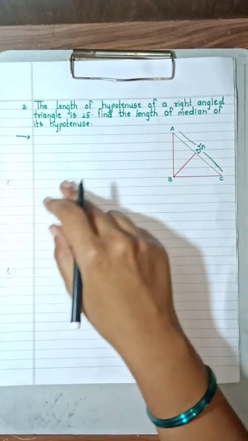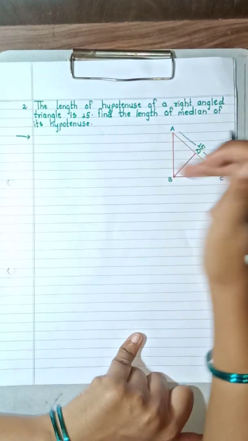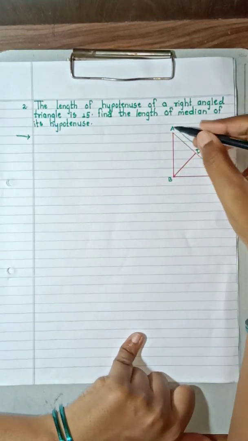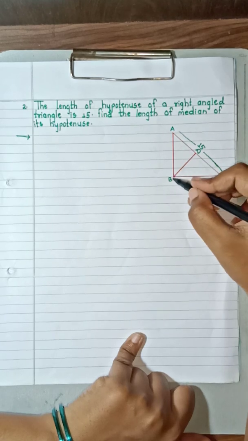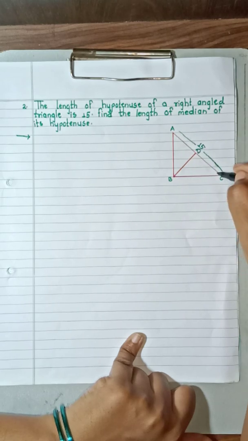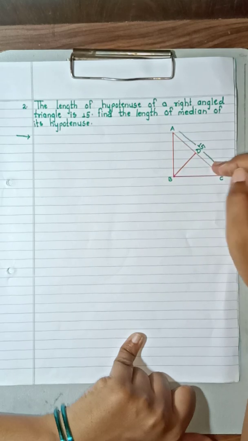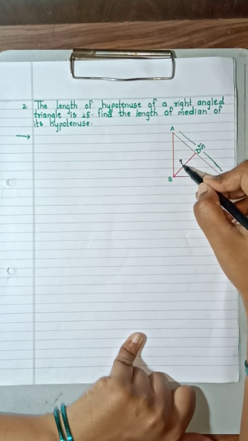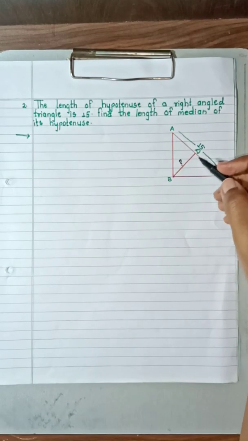Now in question number 2, they have given that the length of the hypotenuse of a right angle triangle is 15. So you can see in triangle ABC, AC is the hypotenuse and the length of AC is 15. Then find the length of the median on its hypotenuse. You can see this BD. What is BD? BD is the median on hypotenuse AC, and you have to find the length of BD. So let us move on towards the solution.